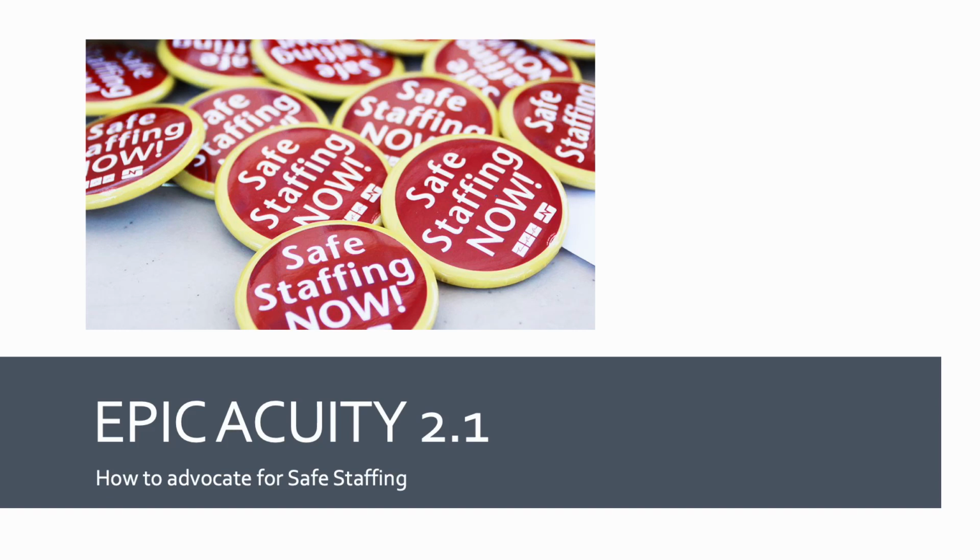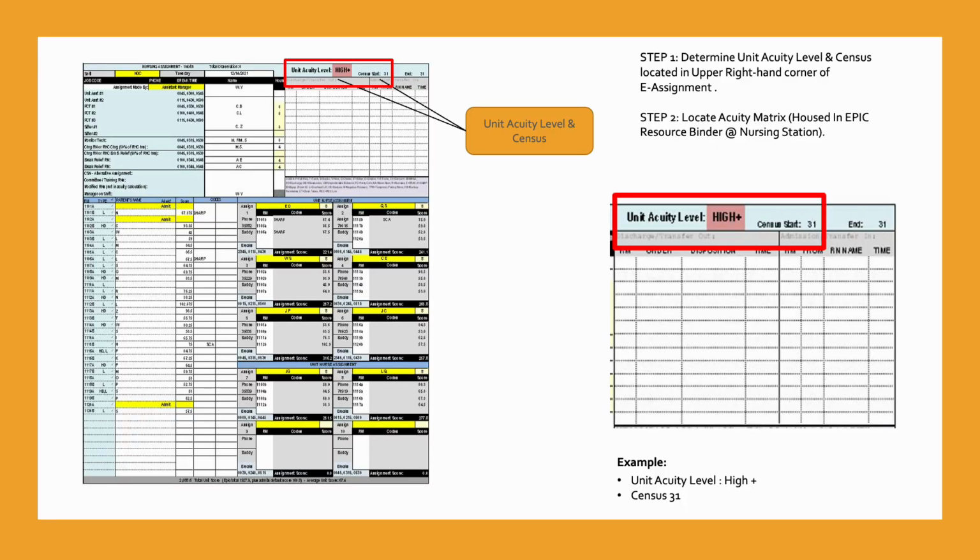How to advocate for safe staffing on a unit staffed by Epic Acuity. Make it your daily practice to look at your e-assignment at the start of every shift. Step 1, you want to determine your unit acuity level and census, which is located in the upper right-hand corner. I've enlarged it, so in this example, the unit acuity level is high plus and the census is 31.